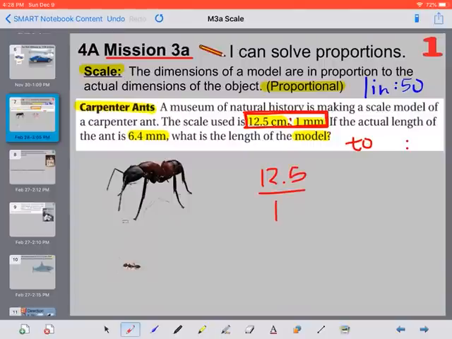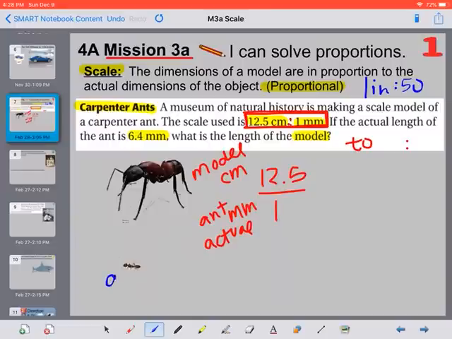So this 12.5 are centimeters. This is the actual model. And our millimeters represents the actual carpenter ant. So this would be the actual ant in real life. 1 millimeter would represent 12.5 centimeters in the model. That's bigger. So this is the actual, and this is the model.